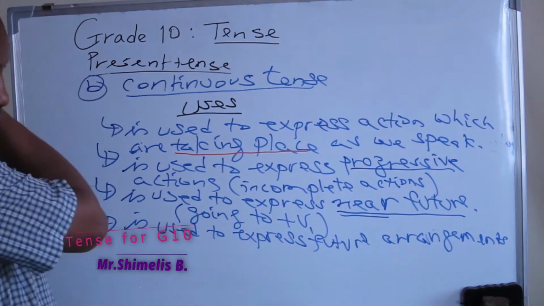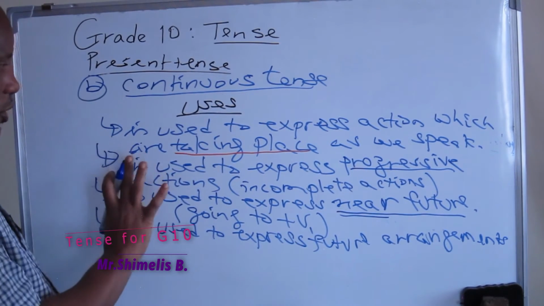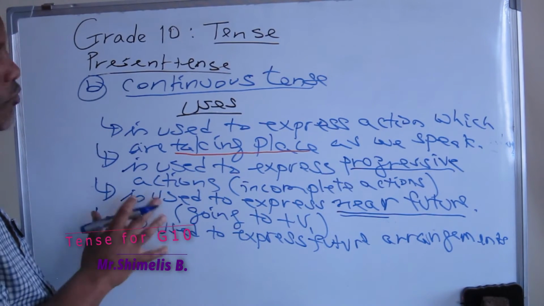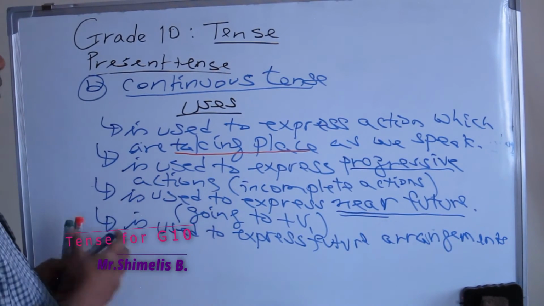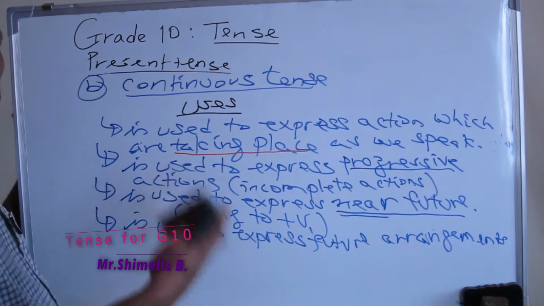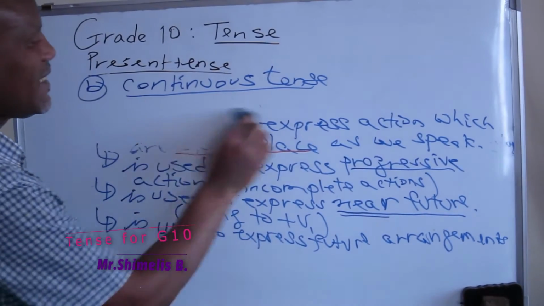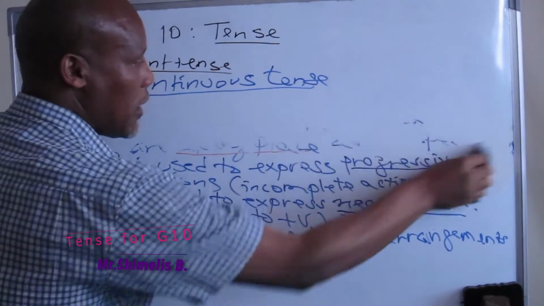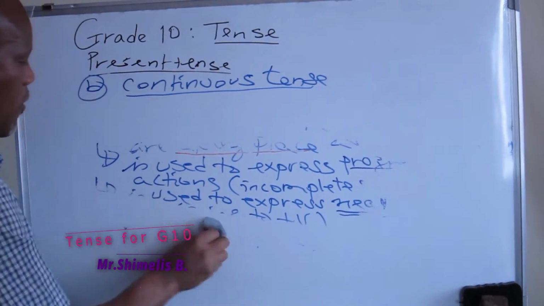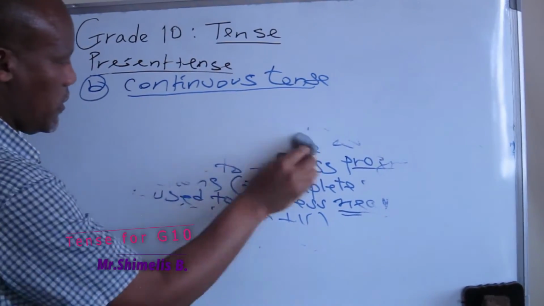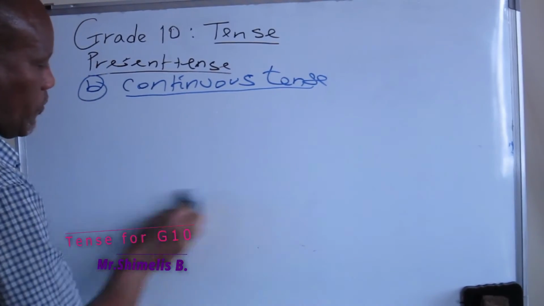This is the last function of present continuous tense. So present continuous tense has about four uses, or four cases that we can use present continuous tense for. Now the next part will be the form of present continuous tense. What does a present continuous tense sentence look like? So we'll see the structure of present continuous tense.